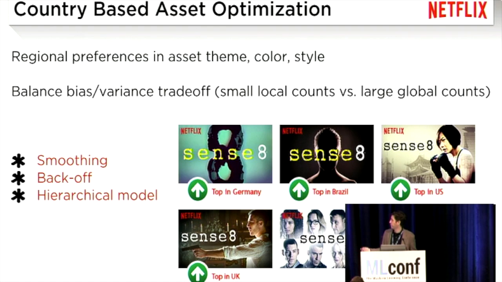Here are examples of the best performing images for top sense. For Sense 8 in different countries. This image was the best performing image in Germany. This one is in Brazil. This one in the US.